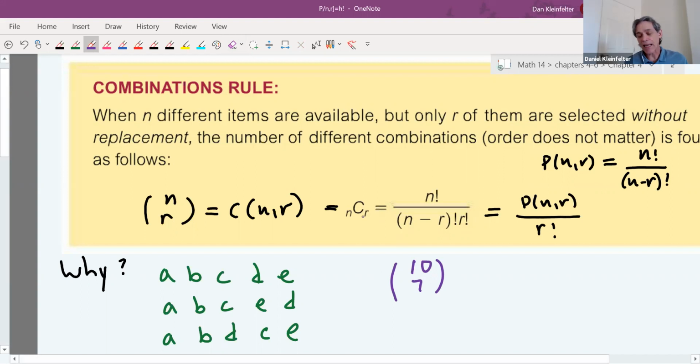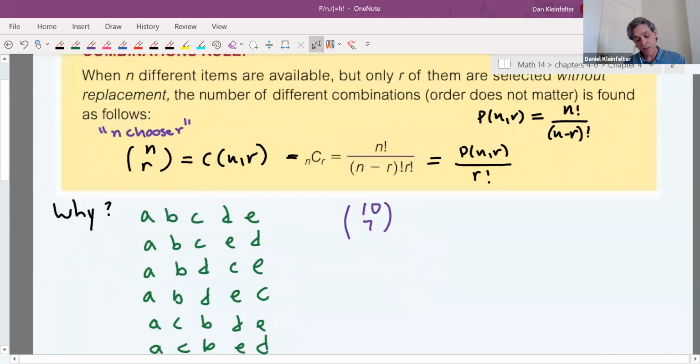Instead of writing NCR or CNR, you might see this one number on top of another and then wrapped in parentheses, no fraction bar in between. This is the number of combinations, what I have written here, of 10 things taken 7 at a time. Sometimes people will read this out loud as N choose R, because R things are being chosen out of N.